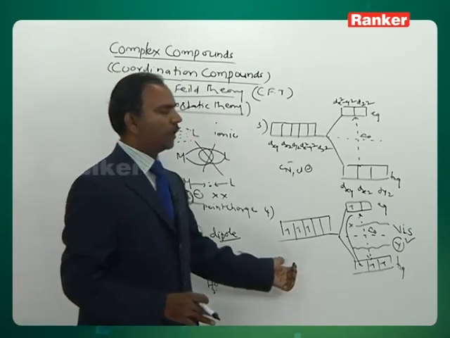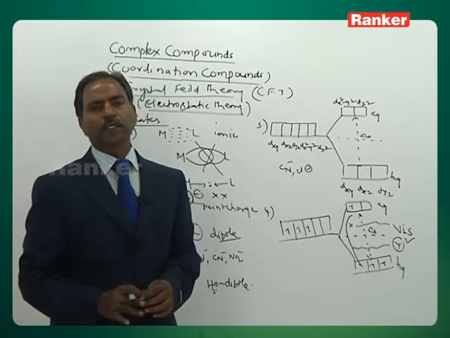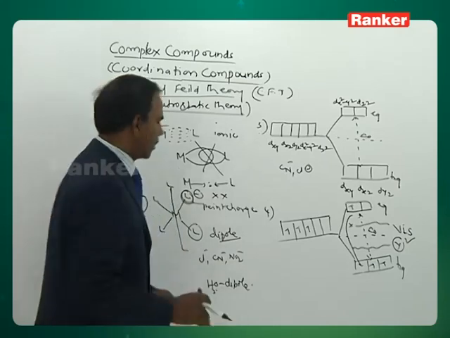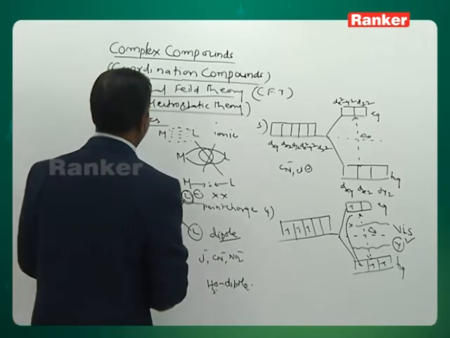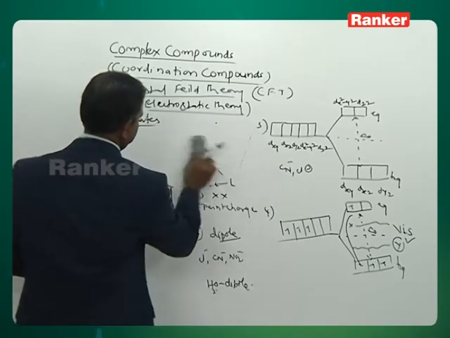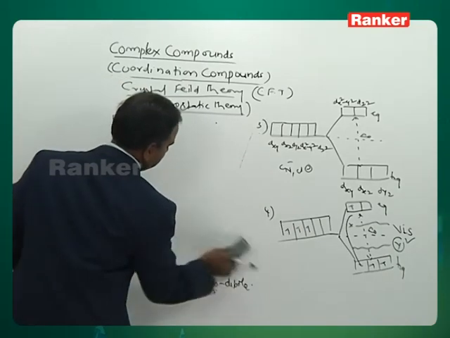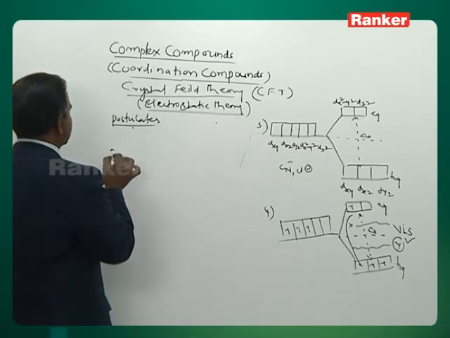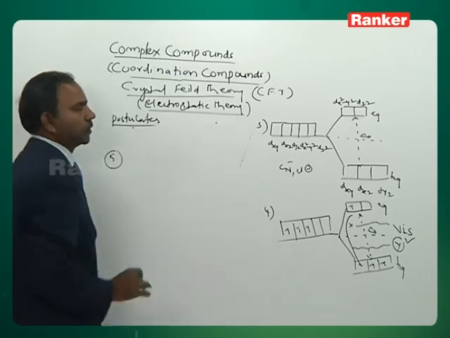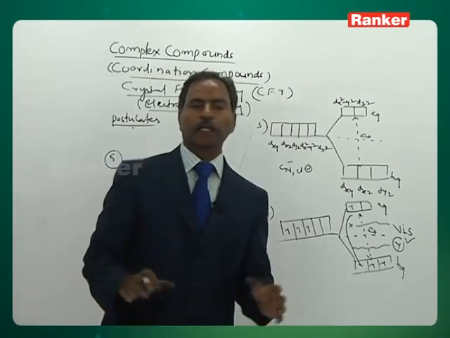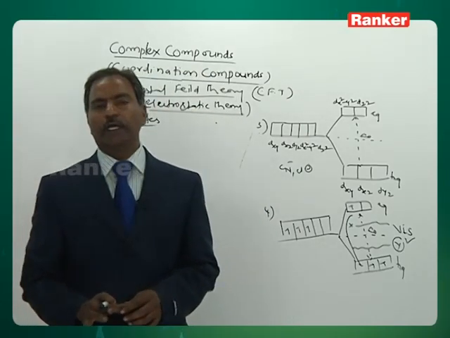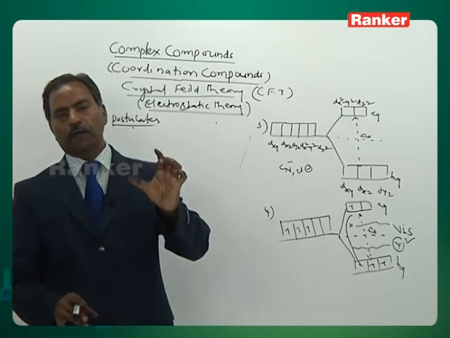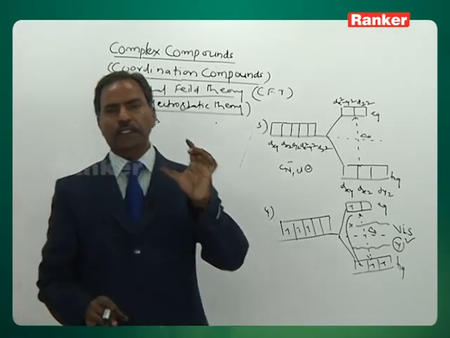One more possibility there. According to crystal field theory, we can also thoroughly explain the various magnetic properties. How do we explain the magnetic properties? The various magnetic properties can be explained based on the splitting of d orbitals under the influence of different field strengths of the ligands.